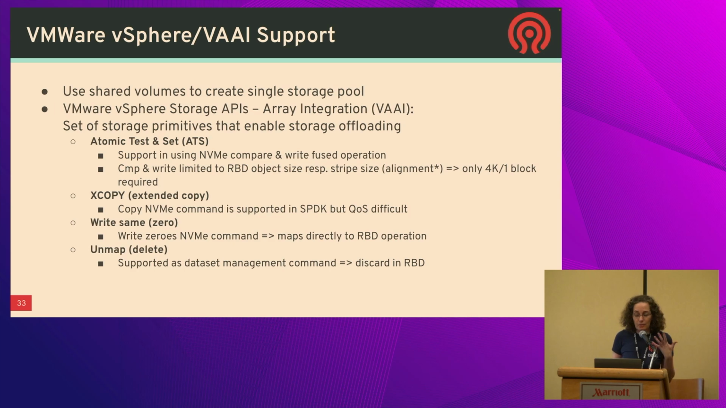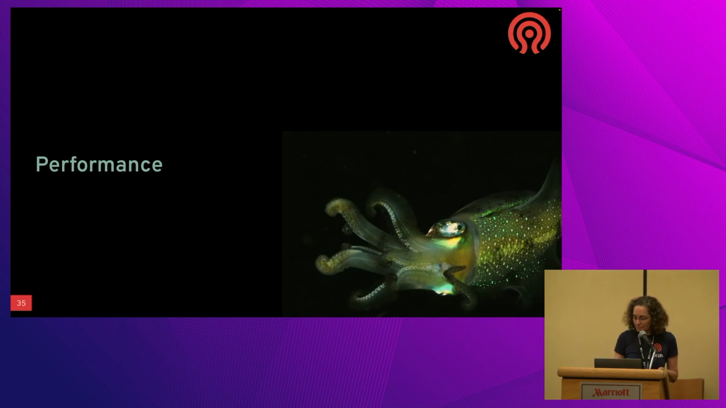The first command is atomic test and set. This is supported in NVMe-over-Fabrics by the compare and write command fused. That means it happens in the same command. This is currently already supported. We had, as I said, an issue with the size. Xcopy is extended copy. This is basically implemented by the SPDK copy command. Write zeroes goes to RBD, and unmap is RBD discard. We have it already running, and we tried, and everything looks well with vSphere.